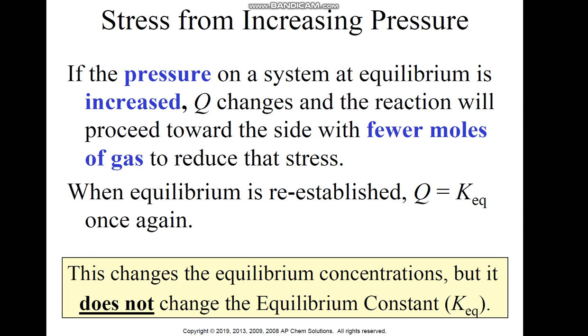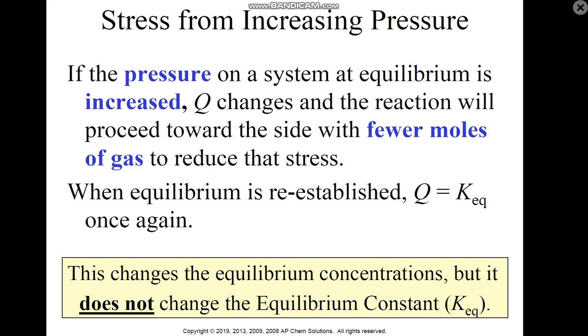go toward the side with fewer moles of gas. Maybe the reactants, it may be the products, but whichever it is, it's going to be toward the side with the fewer moles of gas so that it can reduce the stress, reduce the pressure, in order to go back to equilibrium. This is not going to change the equilibrium constant. The concentration of each of the reactants and the products would change, but what's not going to change is your K.